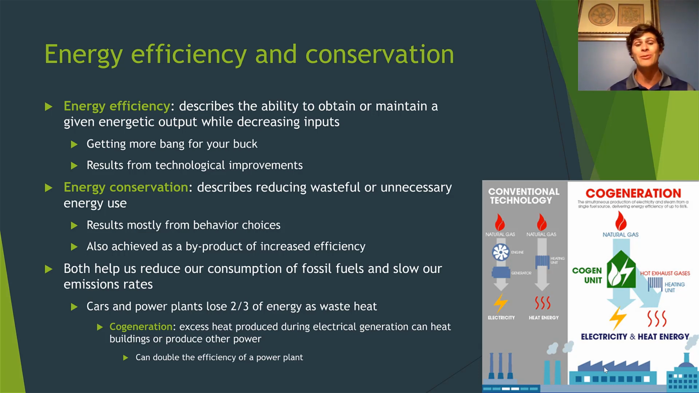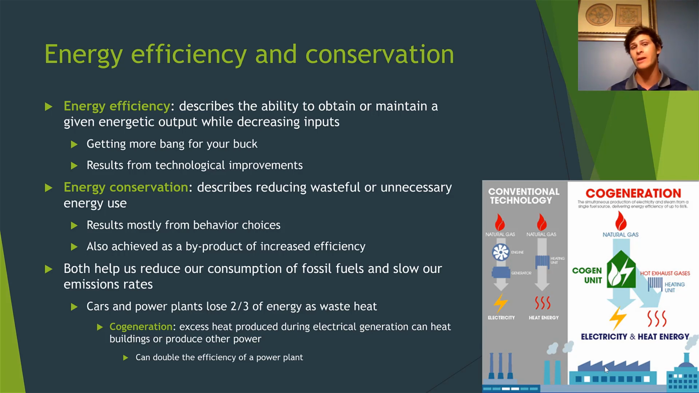Cars and power plants lose about 2/3 of all of the energy they use just as wasteful heat. Fortunately, a couple of engineers figured out a great way to take advantage of all of this heat energy that's being lost as a result of generating electricity. In something called cogeneration, excess heat produced during electrical generation is actually taken and used to heat nearby homes as well as being converted into other forms of power. Cogeneration can nearly double the efficiency of a power plant.